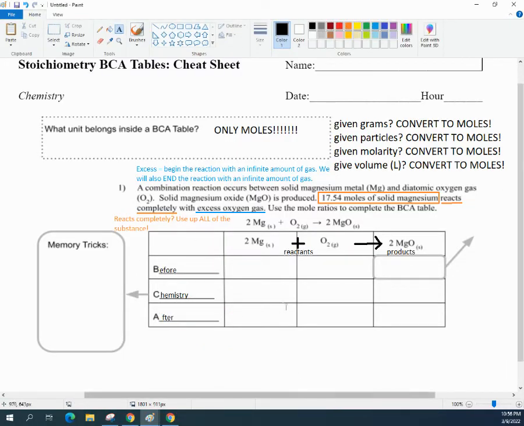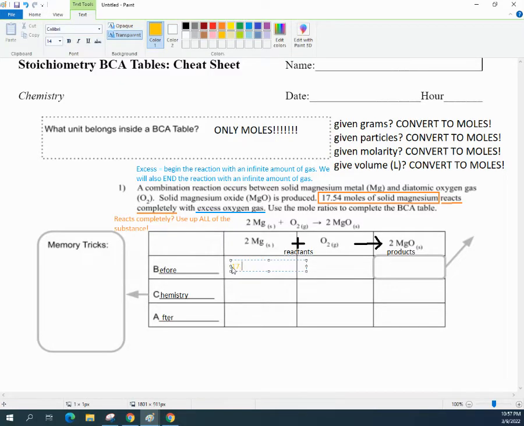Right. And we're talking about what's happening before the chemical reaction versus after the chemical reaction. So before the chemical reaction even begins, this is where we're going to start looking at what was given to us in the written problem. It says here that we are starting with 17.54 moles of solid magnesium. Okay, so I can use that information. We are starting with 17.54 moles.